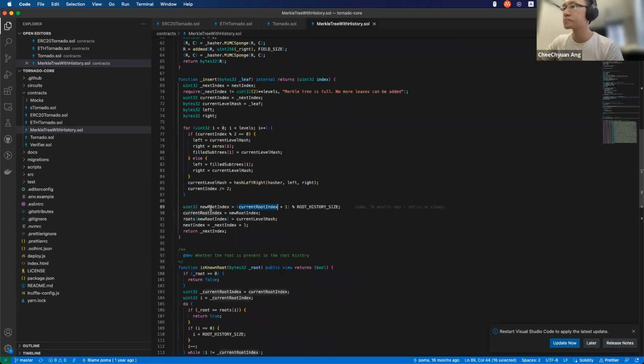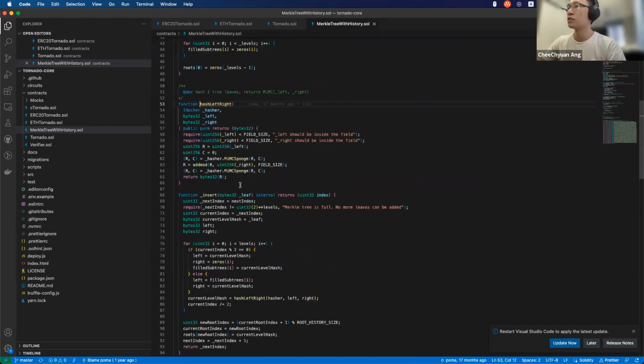Okay, I forgot to mention this hash left and right. So this is the hashing function that we mentioned before. They hash the left sibling and right sibling together, so that you can form the hash of the parent node. So under the hood, it uses this MiMC hash function, and you don't have to know how MiMC works. Just know that this function is basically trying to hash the left sibling and right sibling.